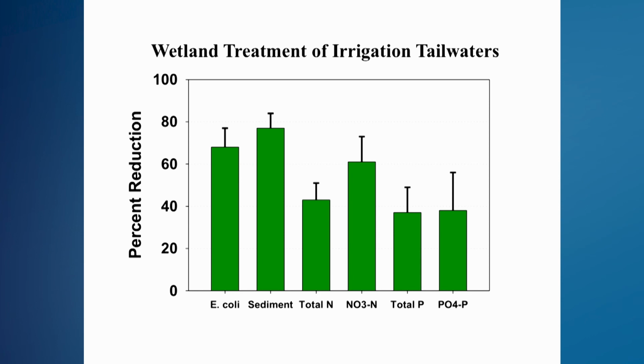Also, for E. coli, which is an indicator of potential pathogens, and for sediments, the efficiency of these wetlands ranged from 60 to 80% reductions in the amount of E. coli and sediments input into the waterways.